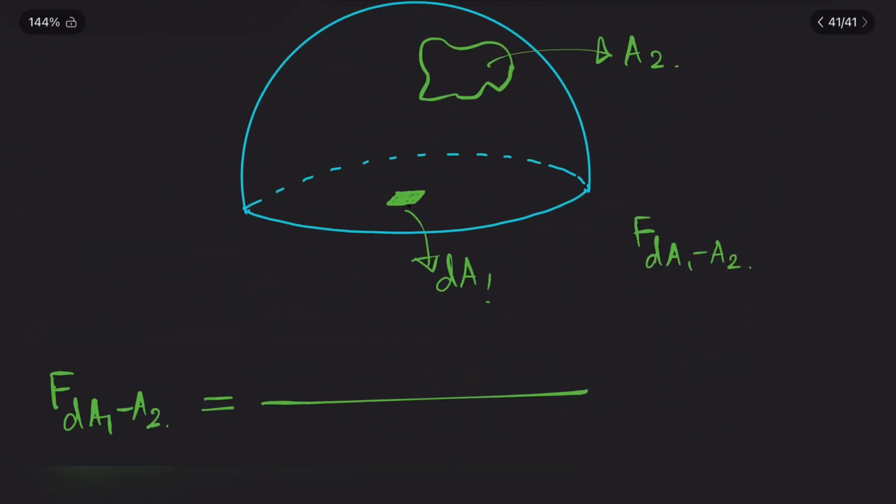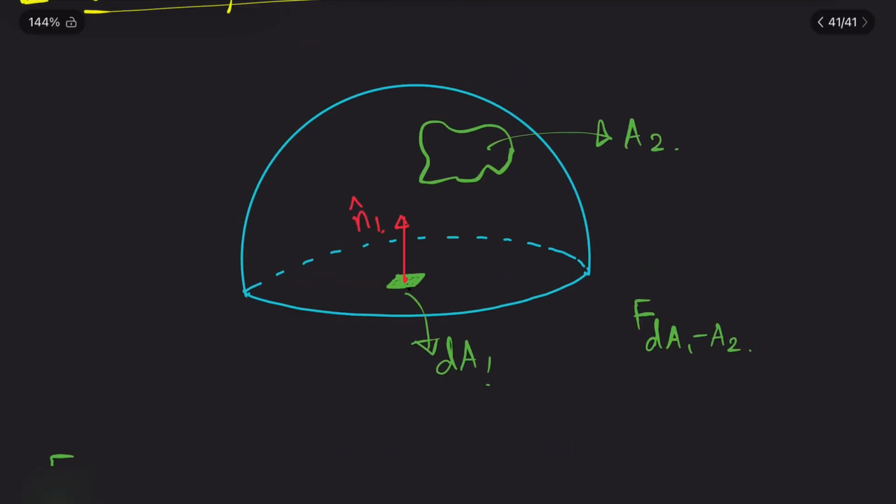Let me just define the things properly. So here I will say that my normal of this area is like this, so it is n1 cap, and here this normal will be what? Maybe this is the centroid of the area.